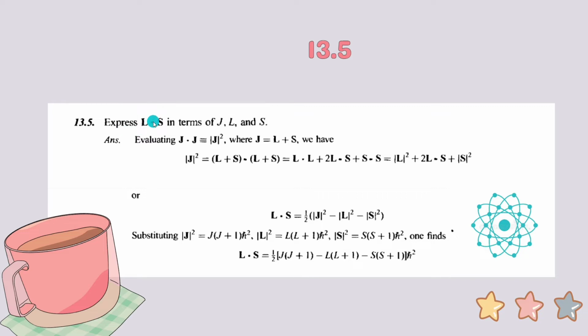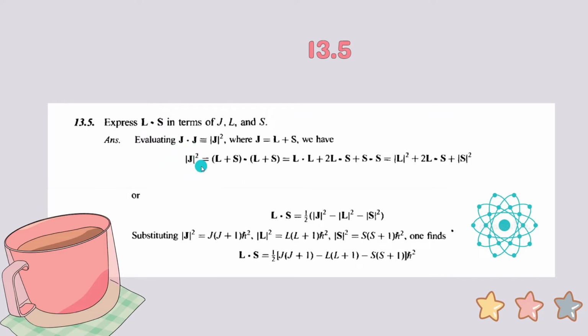So this question asks us to express L dot S in terms of J, L, S. So first thing first, we have to evaluate J dot J. Actually we have two ways to solve this question. For the first, we can evaluate J dot J, which is equal to J modulus squared. This is a common equation that we have to know, whereas J is equal to L plus S. This is the equation we also have to know.